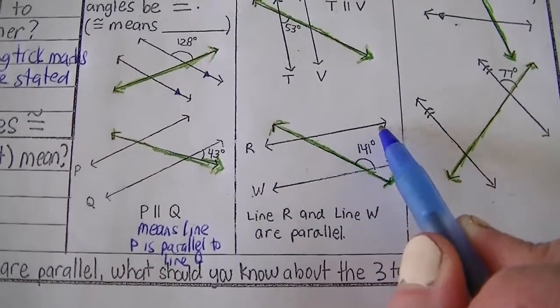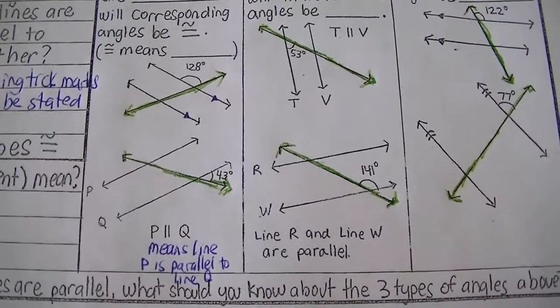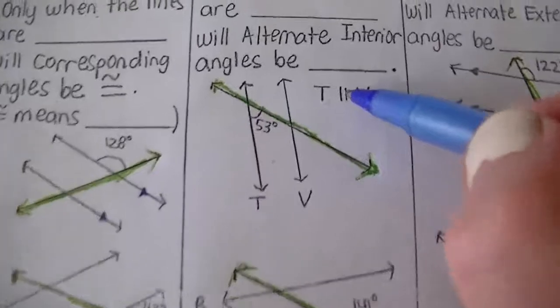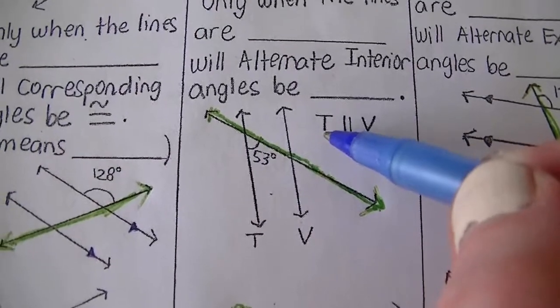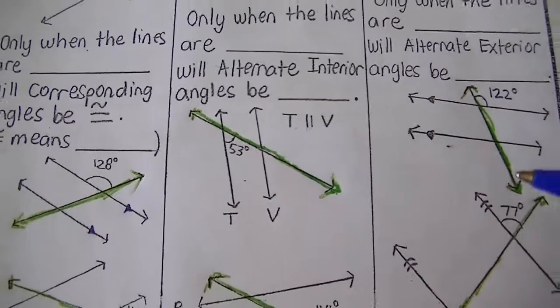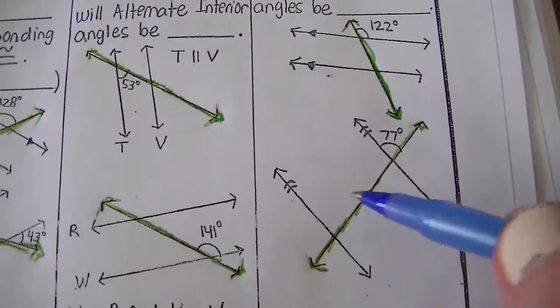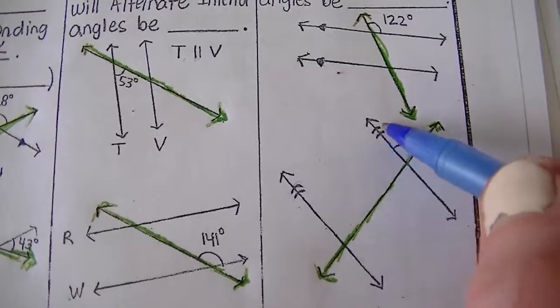Line R and line W are parallel. They're never going to cross. And again, up here, this means parallel. And I know it looks like an 11, but this is line T is parallel to line V, okay? These ones right here are parallel because they have the matching tick marks. These right here are parallel because they have the matching little tick marks, okay?